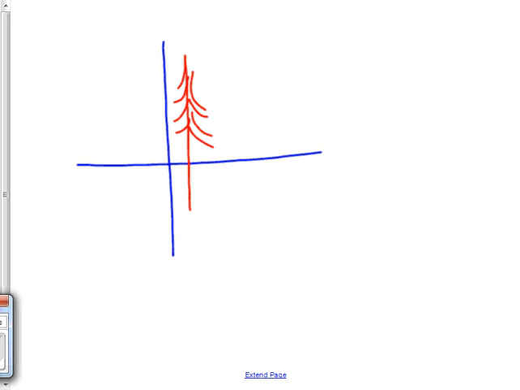Now, a tree, once it's blown over in the wind, it's laying on the ground, then you could call it a log, couldn't you? So, here's what the log graph looks like.